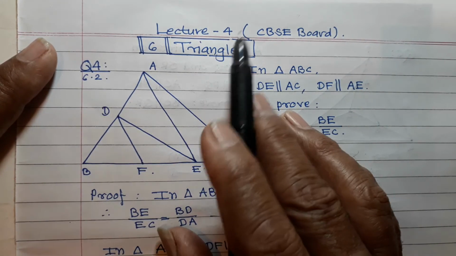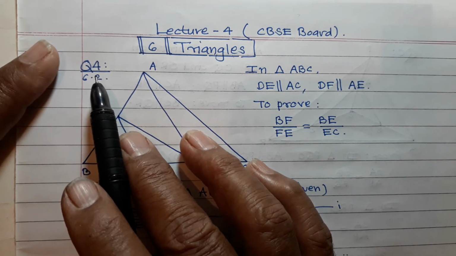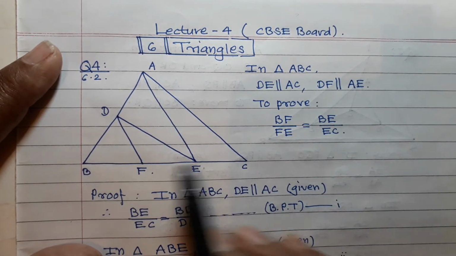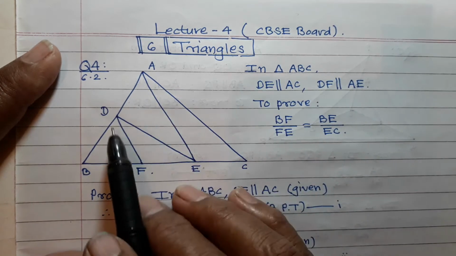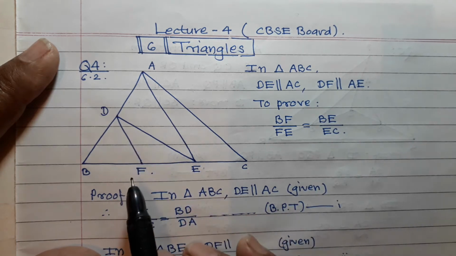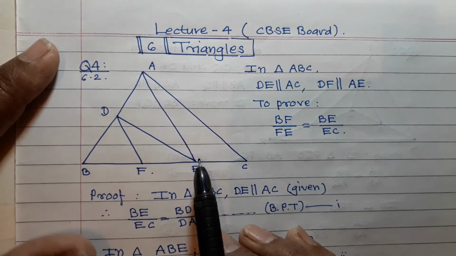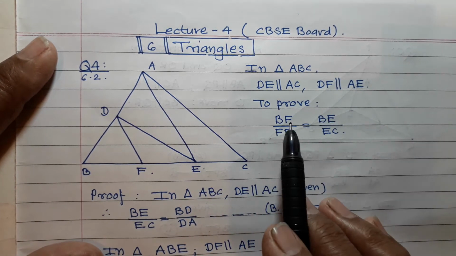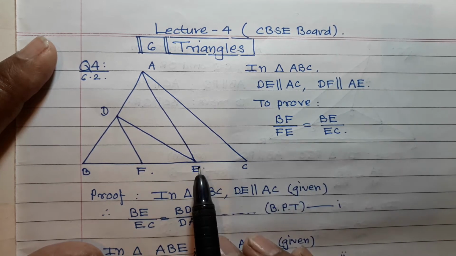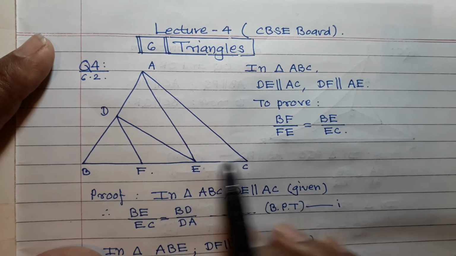In this lecture I am going to explain some examples from exercise 6.2, question number 4. In triangle ABC, DE is parallel to AC and DF is parallel to AE, given. To prove: BF upon FE is equal to BE upon EC.